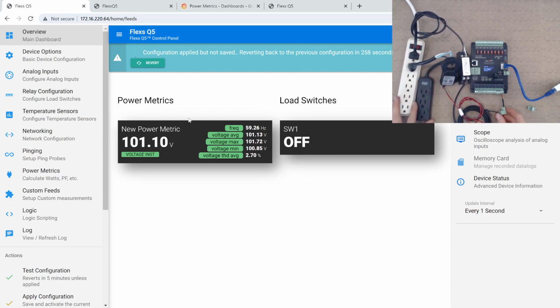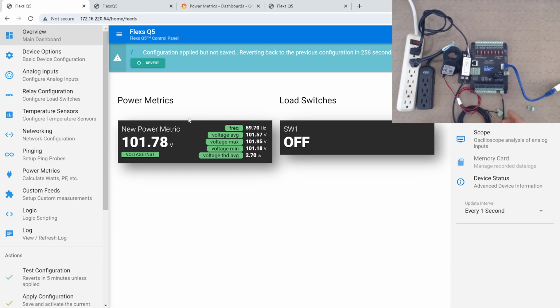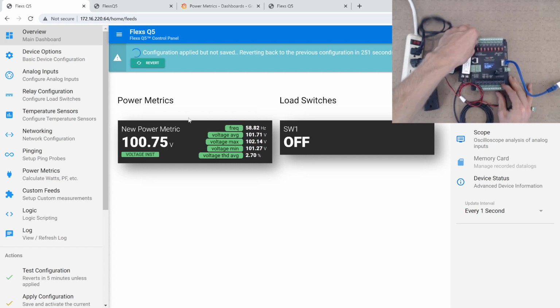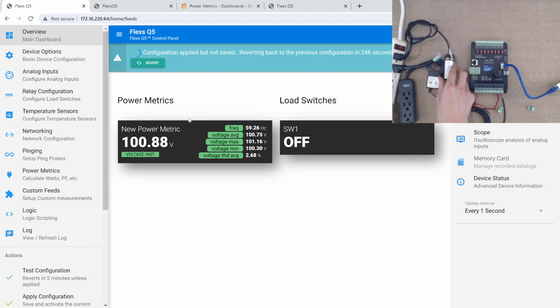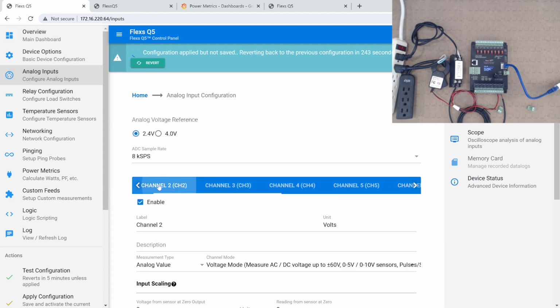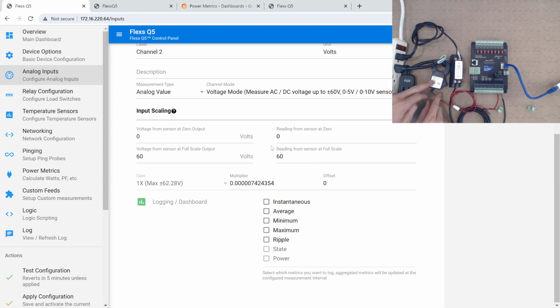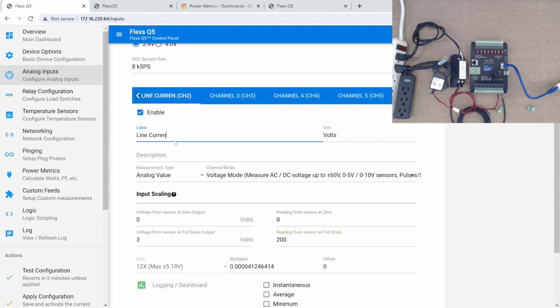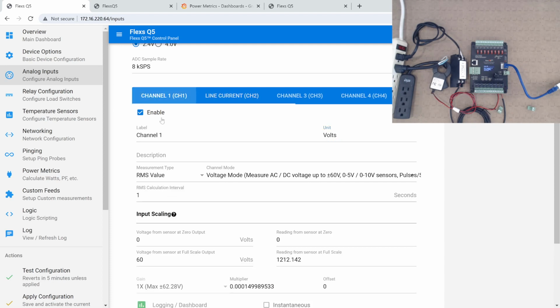And let's just go ahead and route this into channel 2. Put that into channel 2. Give us a little more space here. So now if we come over here to analog inputs, we can take channel 2, and this one says it's 0 to 200 amps corresponds to 0 to 3 volt output. So for channel 2, we can say 0 to 3 volts corresponds to 0 to 200 amps. And let's call this line current. And this will be line voltage.